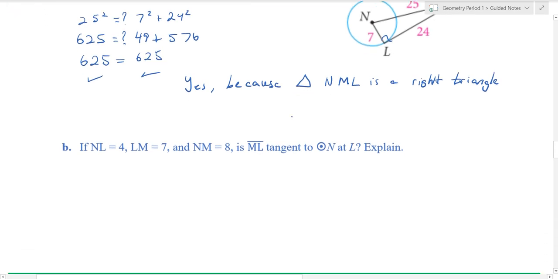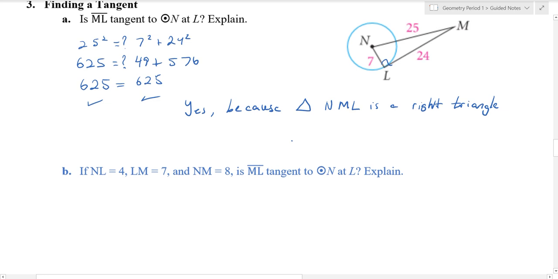All right. Part B is yours, and I'm actually going to leave it right here because you're going to be using the same diagram that I did. So as soon as I finish reading it, pause the video and try to see if you get it. So here goes. If NL equals 4, LM equals 7, and NM equals 8, is ML tangent to circle N at point L? Explain. Pause it now.